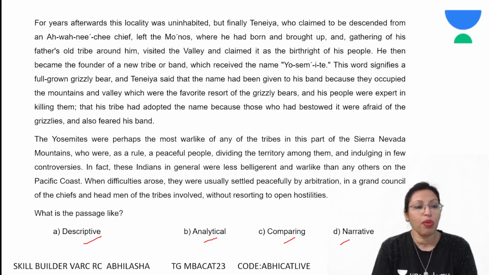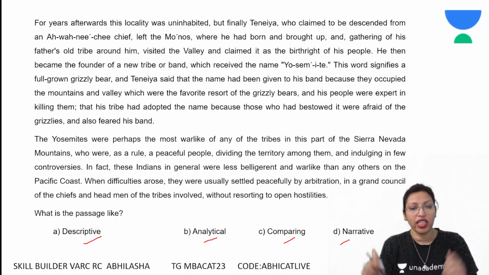The Yosemites were perhaps the most warlike of any of the tribes in this part of the Sierra Nevada mountains, who were as a rule a peaceful people, dividing the territory among them and indulging in few controversies. In fact, these Indians in general were less belligerent and warlike than any others on the Pacific coast. When difficulties arose, they were usually settled peacefully by arbitration in a grand council of the chiefs and headmen of the tribes involved, without resorting to open hostilities.